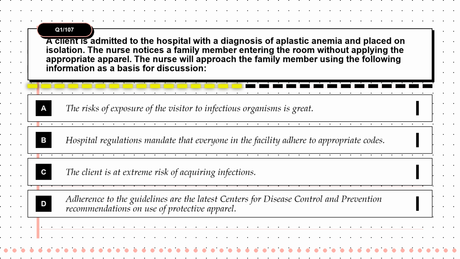Option A. The risks of exposure of the visitor to infectious organisms is great. Option B. Hospital regulations mandate that everyone in the facility adhere to appropriate codes. Option C. The client is at extreme risk of acquiring infections. Option D. Adherence to the guidelines are the latest Centers for Disease Control and Prevention recommendations on use of protective apparel.